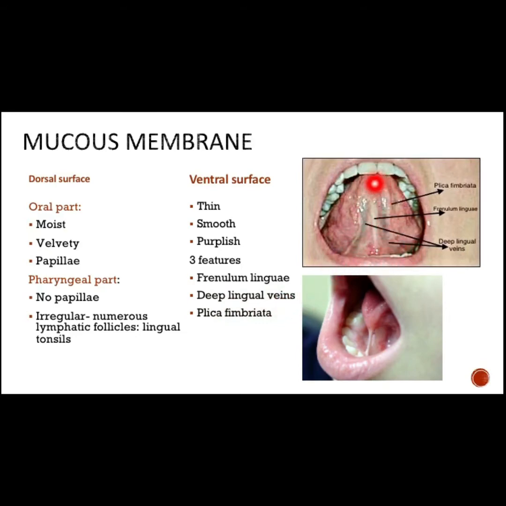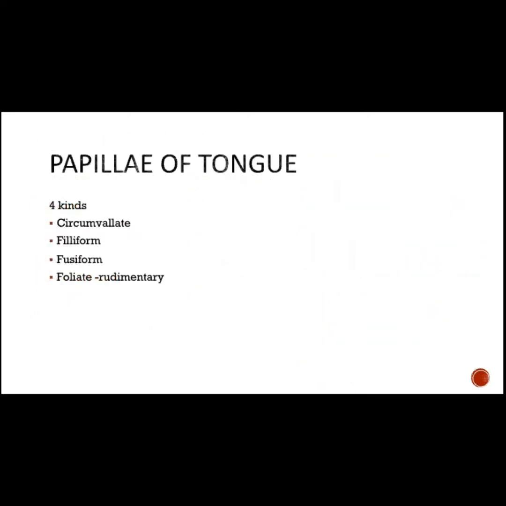Next feature is the deep lingual vein, which runs laterally along either side of the frenulum linguae. Next is the plica fimbriata, which is a fringed, fimbriated fold of mucous membrane running laterally to the deep lingual vein. Now let's move on to the papillae of the tongue in detail.